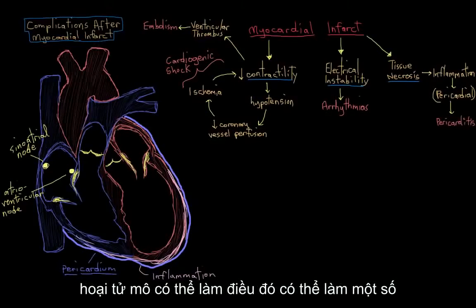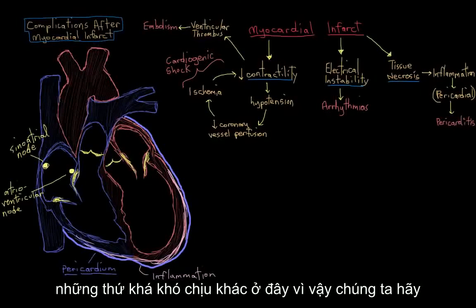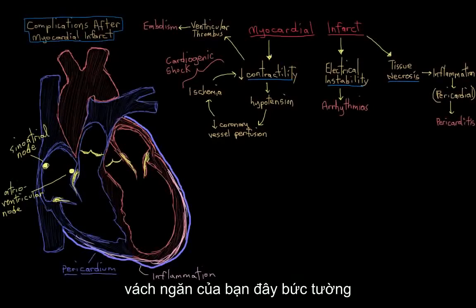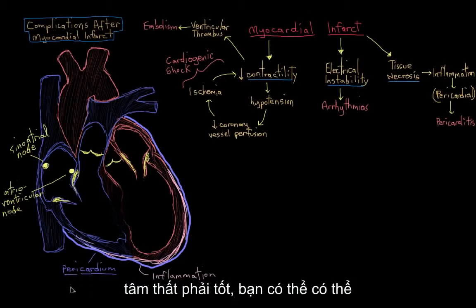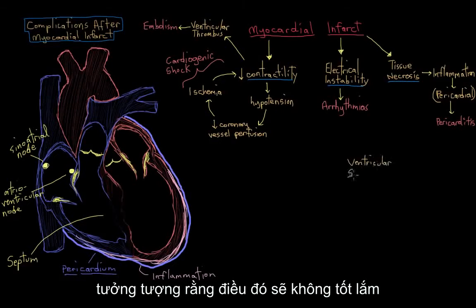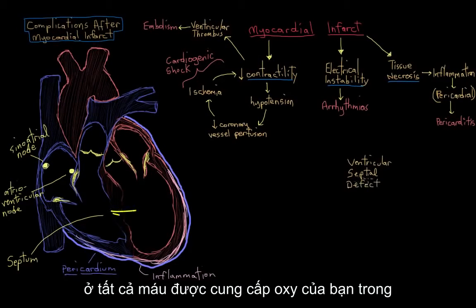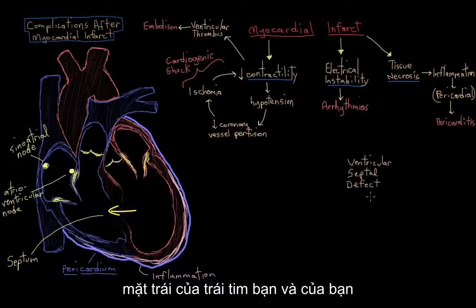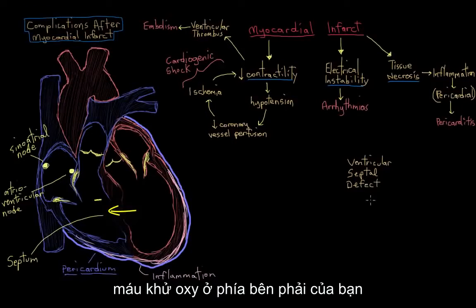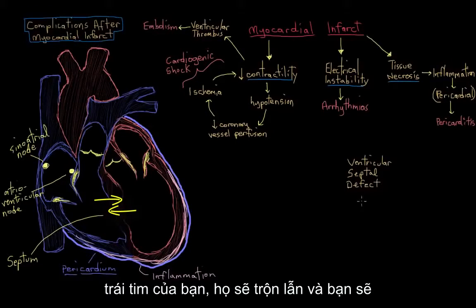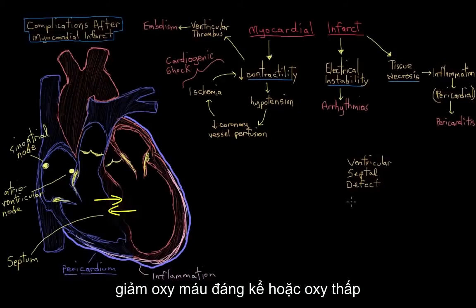Now that's not all that tissue necrosis can do. It can do some other pretty nasty stuff here. So let's say that you start to get necrosis of your septum here, the wall that separates your left ventricle and your right ventricle. Well, you can probably imagine that that wouldn't be very good at all. Your oxygenated blood in the left side of your heart and your deoxygenated blood in the right side of your heart would mix, and you would probably end up with a pretty significant hypoxemia, or low oxygen level in your blood.